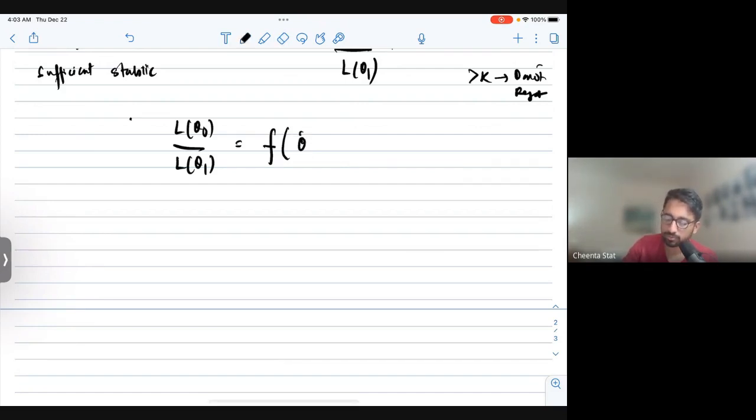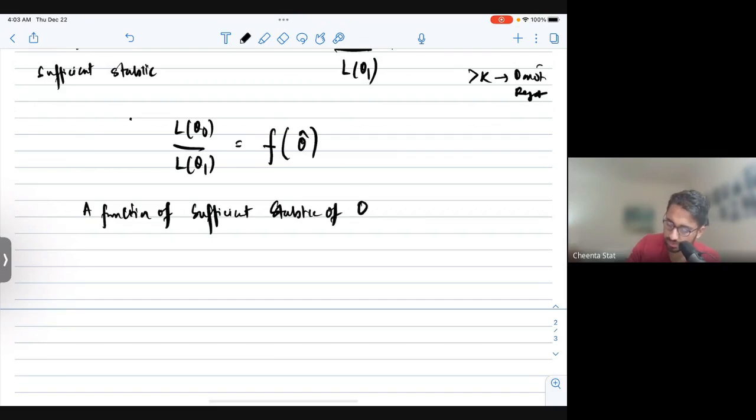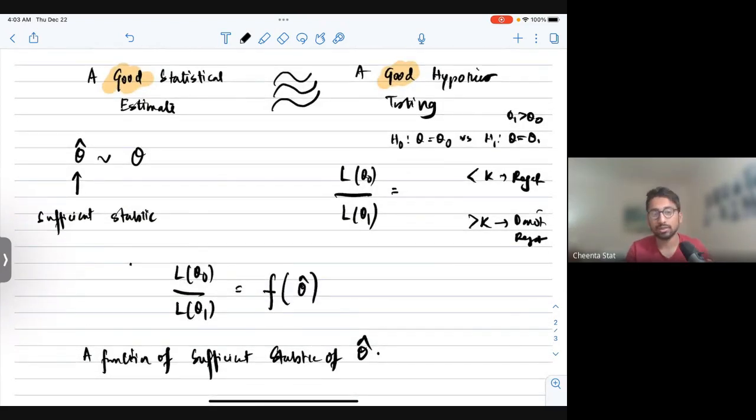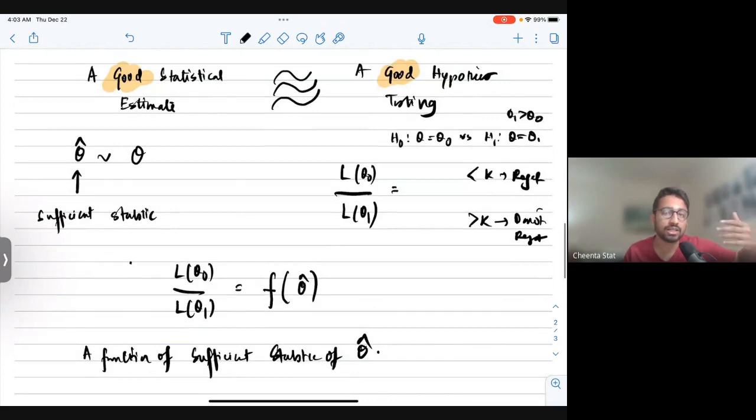You can prove it by the Neyman factorization theorem. You can factorize L theta naught and L theta 1 using the Neyman factorization theorem, and you can prove that this is nothing but a function of the sufficient statistic theta hat. So what it's saying is that the best test, a good hypothesis test, is actually using a good estimate theta hat, the sufficient statistic estimate of theta, and then using that theta hat to make decisions, which is happening underlying the whole system.